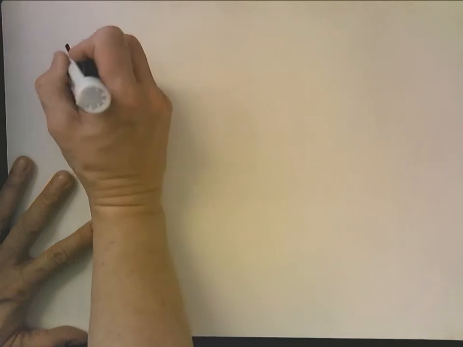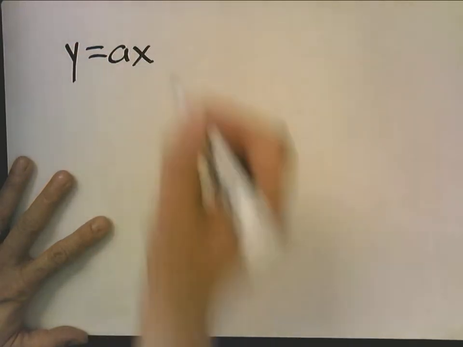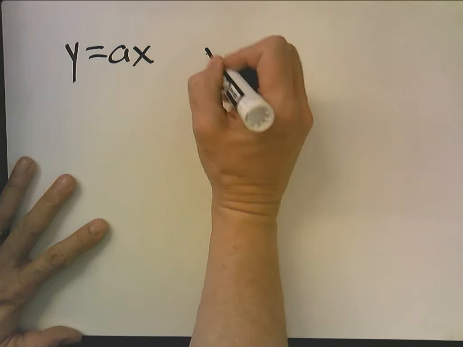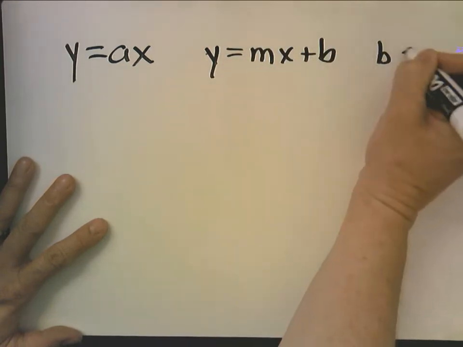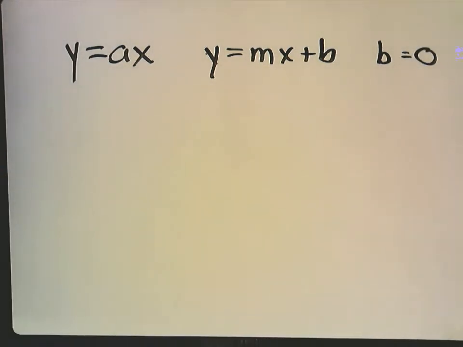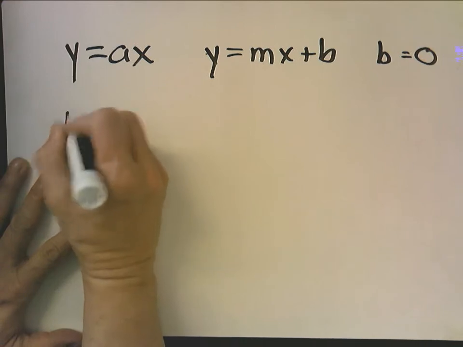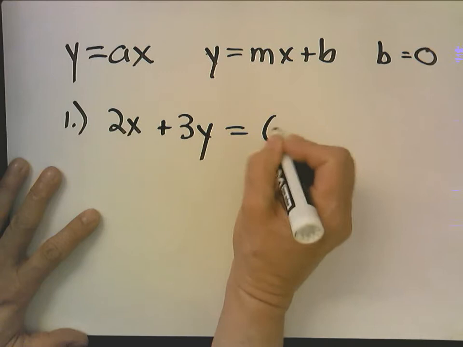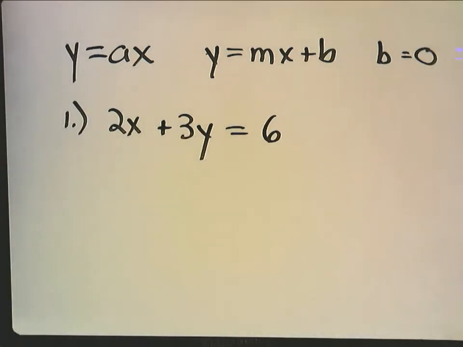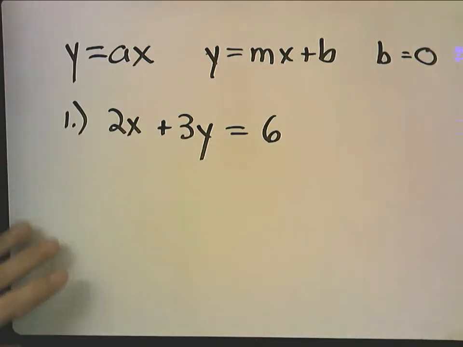We know direct variation is an equation in the form of y equals ax. That's just like being in the form y equals mx plus b, where b equals 0, because we know a direct variation equation is a linear equation that goes through the origin. So if we solve this equation for y and put it into slope-intercept form, and we find that b is 0, we know it's direct variation. If b is not 0, it's not direct variation.